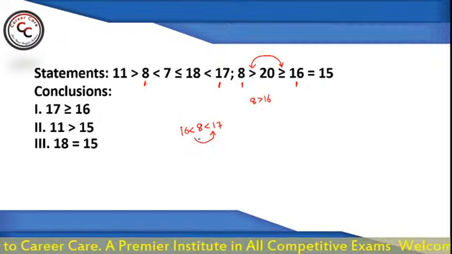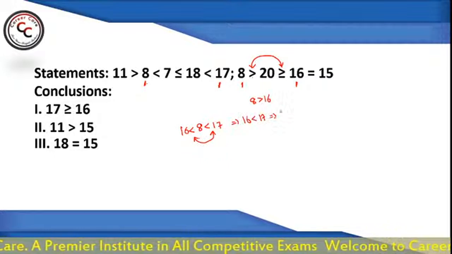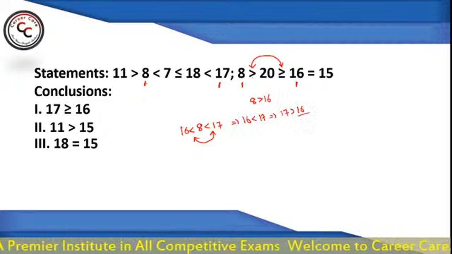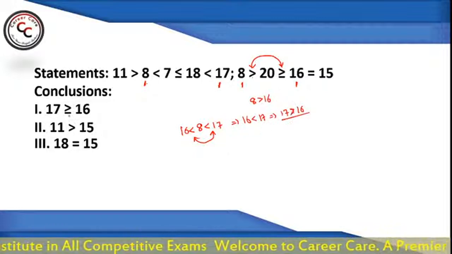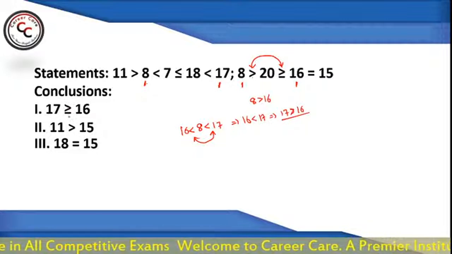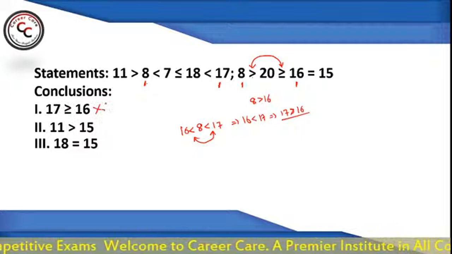Provided, what is the relation between 16 and 17? So 16 is less than 17. In reverse, you can write it as 17 is greater than 16. I got the relation as greater than, but he has given greater than or equals to. So first conclusion, you can call it as false. Simple.